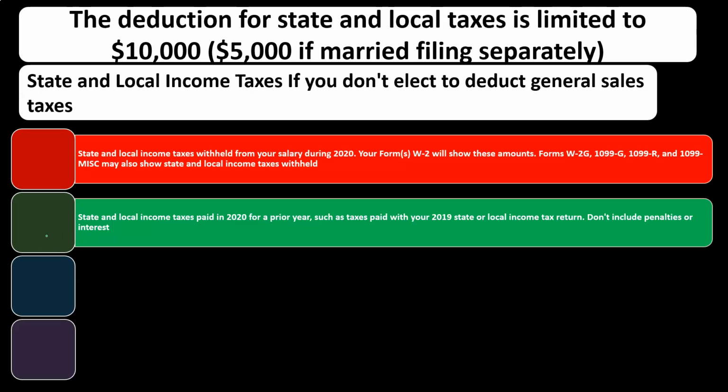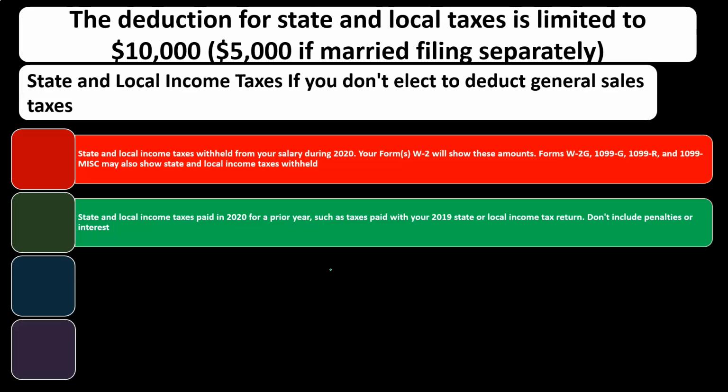State and local income taxes paid in 2020 for a prior year, such as taxes paid with your 2019 state or local income tax return, don't include penalties or interest. So in other words, normally if you're a W-2 employee, hopefully you had a little bit of a refund on both the Fed and the state, and therefore whatever you paid in, say, 2020, you're going to deduct it, even though you're going to get some of the refund, because if you get a refund, you may have to include it in income. That's how we'll remedy that. But the amount of payments that you made, that's the amount of the deduction.